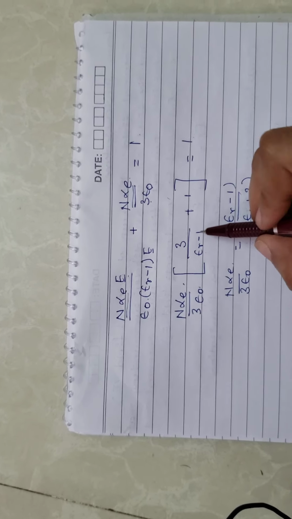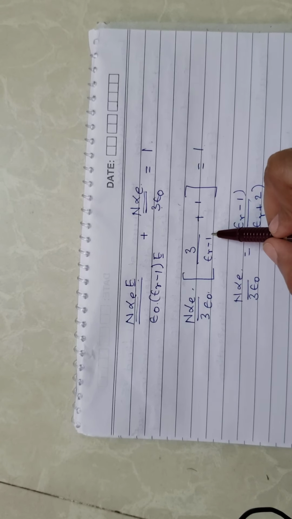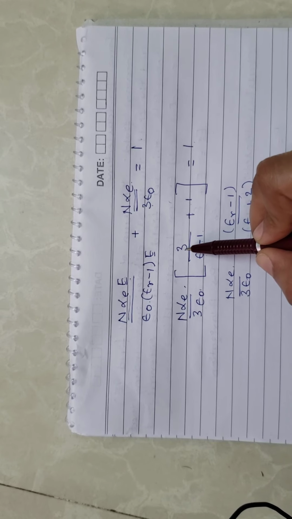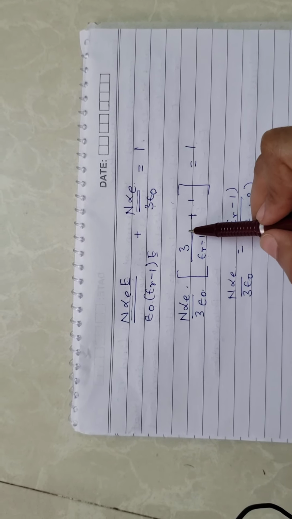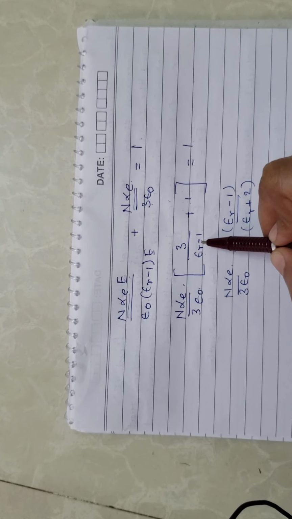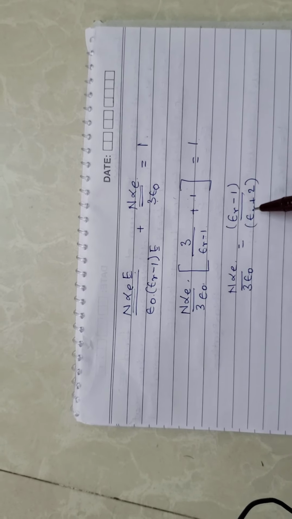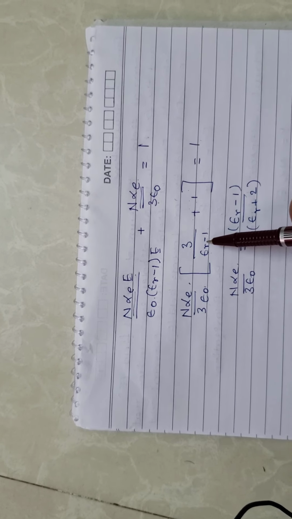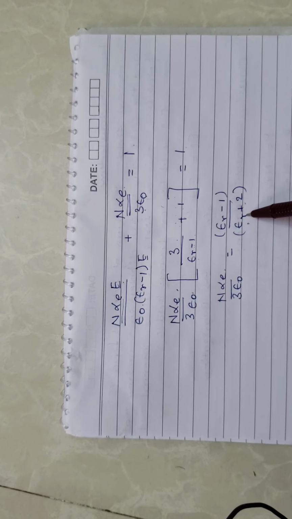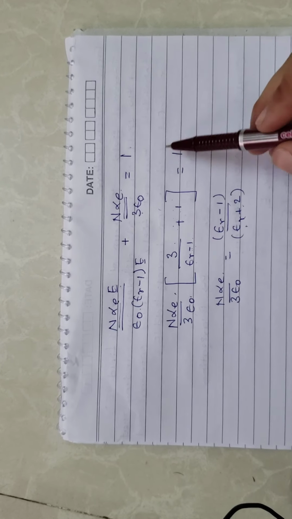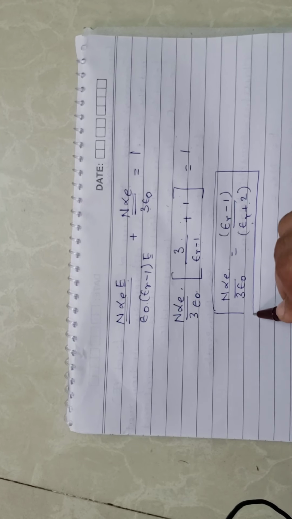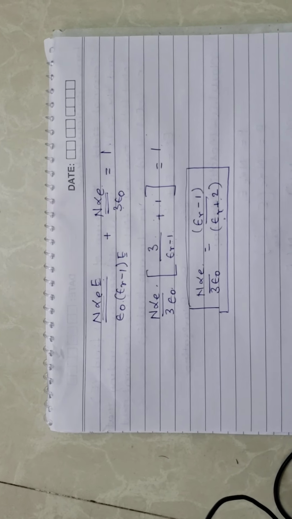So we'll take the LCM over here. Epsilon r minus 1 is the LCM. So I am left with 3 plus epsilon r minus 1 divided by epsilon r minus 1. So 3 plus epsilon r minus 1 will be epsilon r plus 2. So that will come into the denominator. Epsilon r minus 1 will go to the numerator, and this equation is called the Clausius-Mosotti relation.